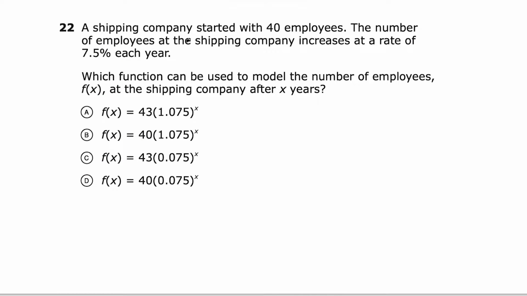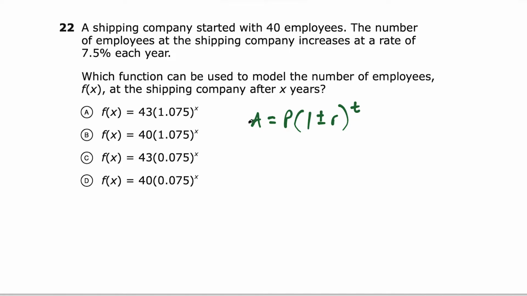Question 22, we have a shipping company that started with 40 employees, and the number of employees at the shipping company increases at a rate of 7.5% each year. And the question here is, which function can be used to model the number of employees, f of x, at the shipping company after x years? So for this question, it really helps to know this formula. We have A equals P times 1 plus or minus r to the t power.